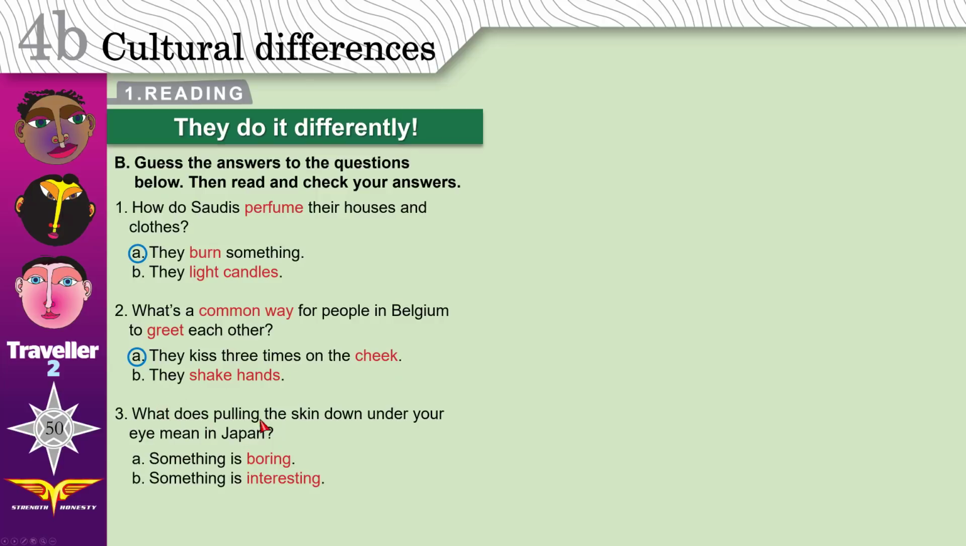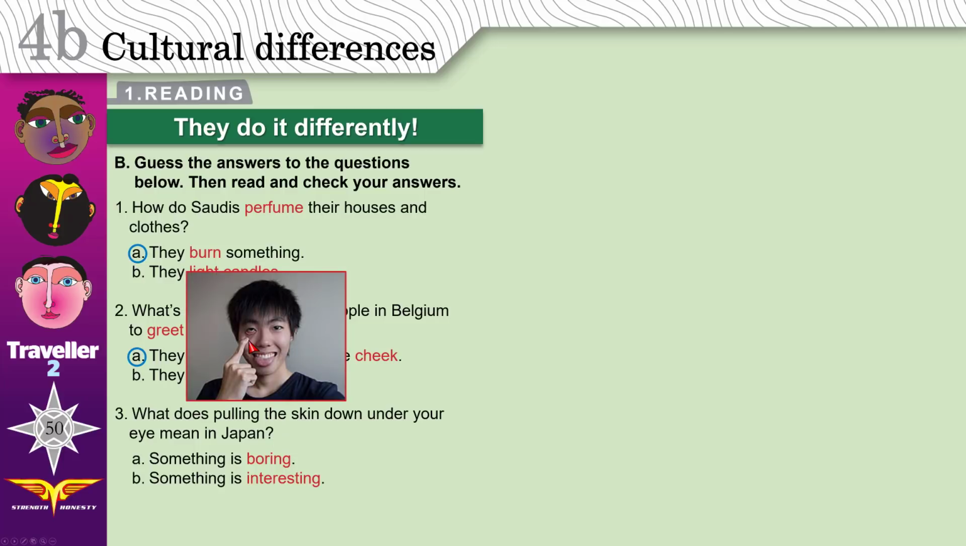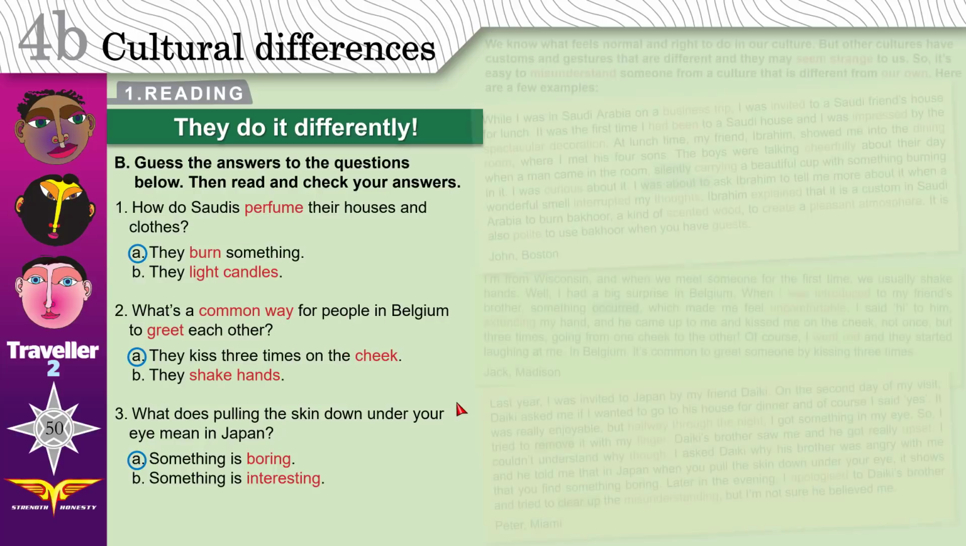And what does pulling the skin down under your eye mean in Japan? Like this. This man is pulling the skin down under his eye. And this means something is boring, something is tedious, not interesting, or something is interesting, something attracts your attention. I think it means you're bored, something is boring. Now, let's read and find out.